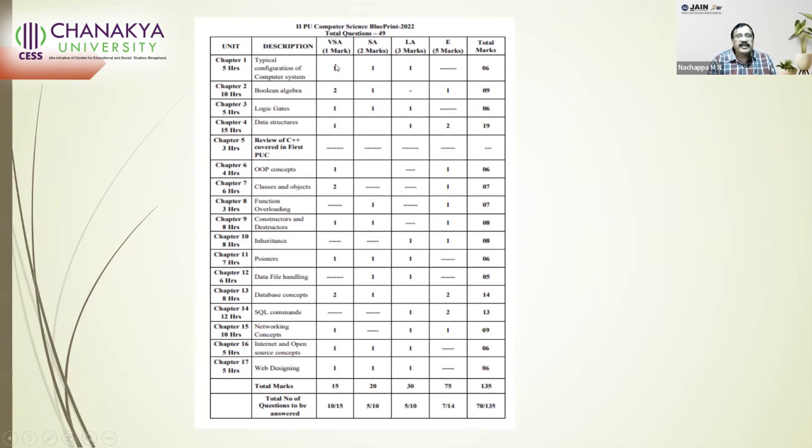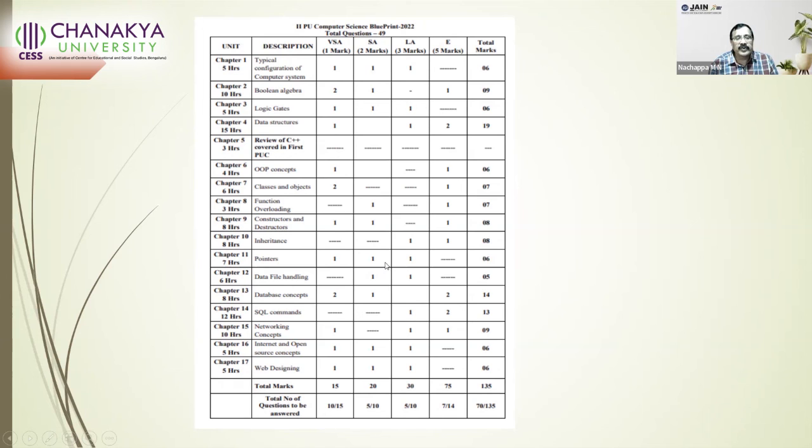And in terms of 1 mark, you can see you have to answer 10 out of the 15 1-mark questions that are asked. And where does the 10 come from? If you just go through 1, 2, 3, 4, 5, 6, 7, 8, 9, 10 first 11 chapters, till pointers that you have studied, all your 10 1-mark questions are available there.